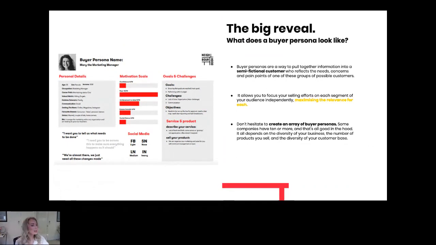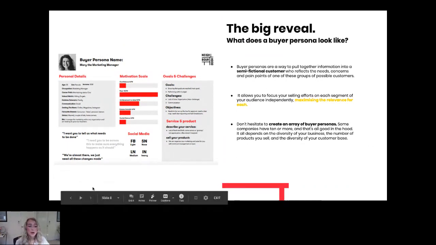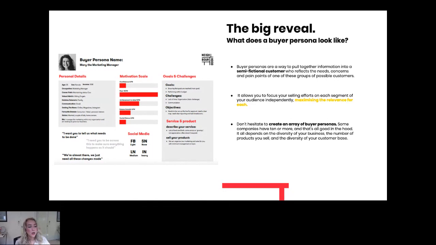So you can see here's an example of one of our buyer personas. This is a positive persona. Marketing Mary is someone we love to work with. You can see we've got some demographic information in her personal details, some real life quotes that she might say, her motivation scale, so a bit more about her emotions and her personality, her goals and challenges and objectives, the way she would describe our product, and her social media usage.